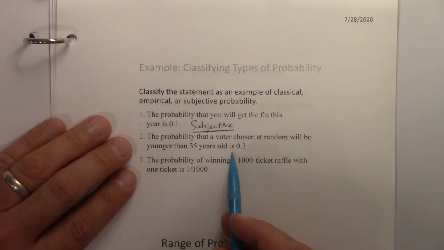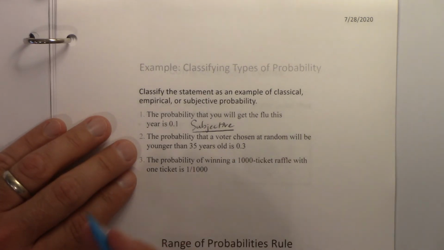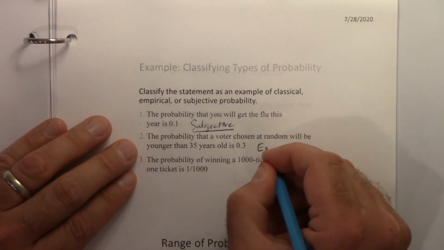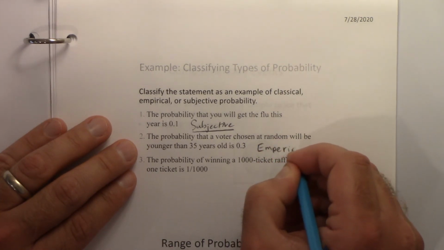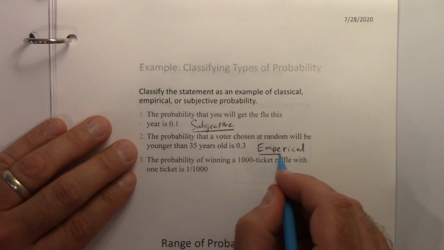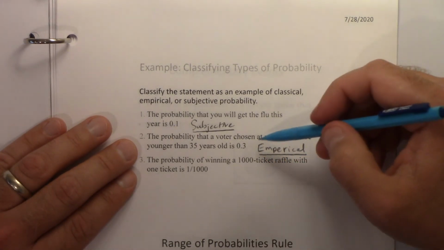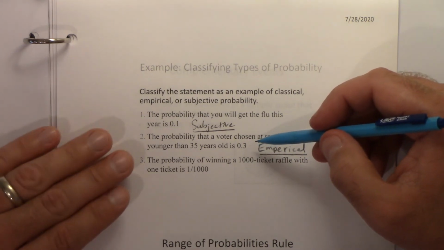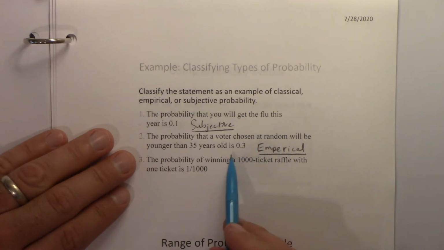This is not subjective. This is not an expert opinion. We can make this type of probability simply by looking at past data. This is what's called empirical probability. When you look at past information, you can see how many voters turn out for each election. You can see what their ages are and so forth, and you can use that data to make future predictions.